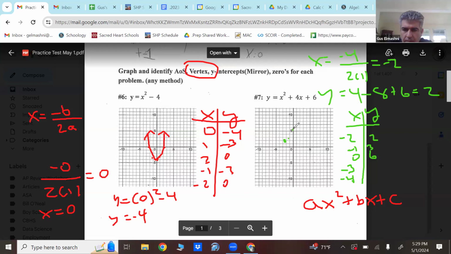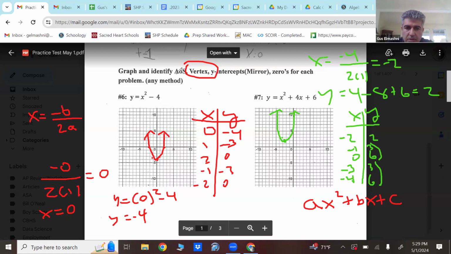Plug in negative 3, I should get 3. And negative 4, I should get 6. Because these should be identical to the other two because they're symmetrical. That's the whole point. So I'm being very intentional about that. And that's it. There's a graph.